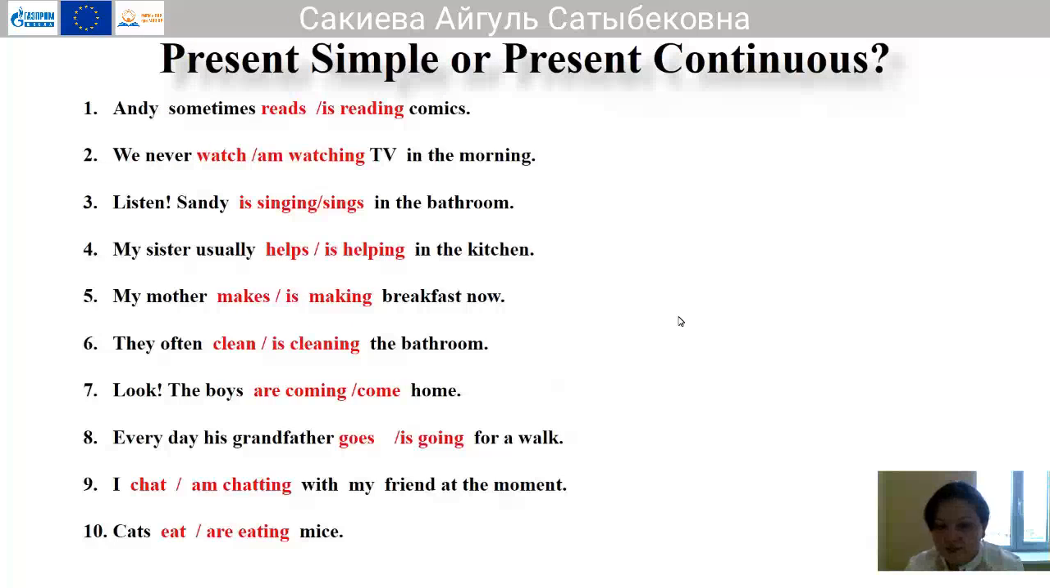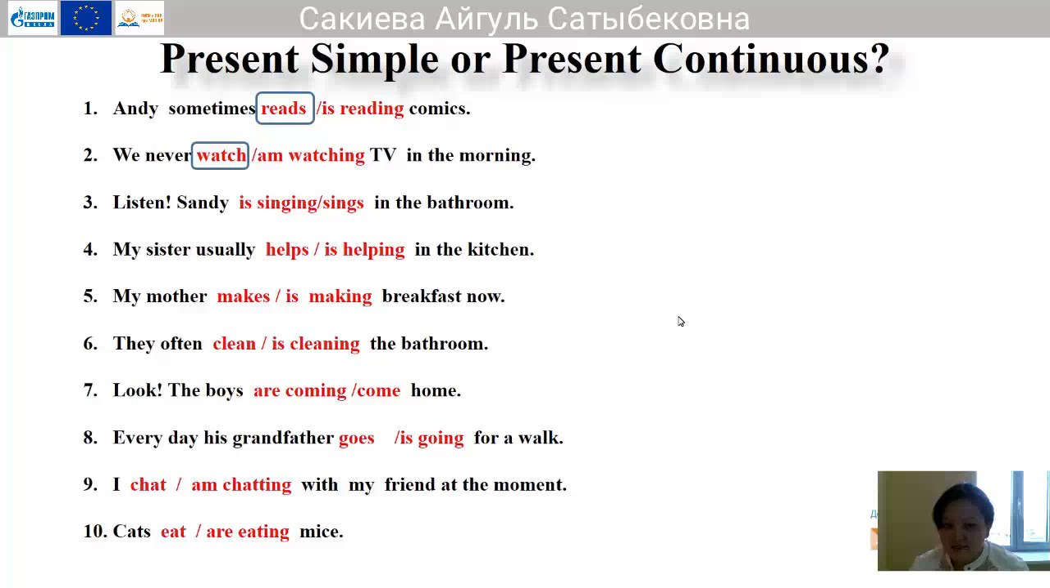So, it's practice time. What do you need to do? You see these 10 sentences, yes? Please choose the correct tense. You need to choose either present simple or present continuous. Let's do the first one together. Andy sometimes what? Reads comics, because we are talking about what? Repeated actions, right? Next one, we never, excellent, watch TV in the mornings, right?